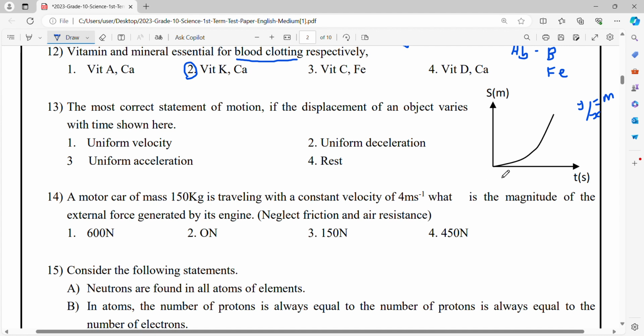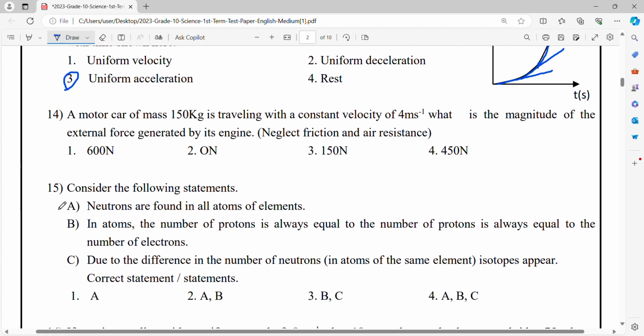Here in the initial time the gradient is very low, but then the slope is increasing, and here the slope is increasing further. That means here velocity is low, at this point velocity is high, and here velocity is very high. So velocity is increasing, and velocity increasing means acceleration. So the answer is acceleration. Let's move to question number 40.